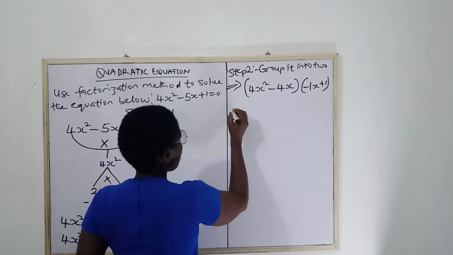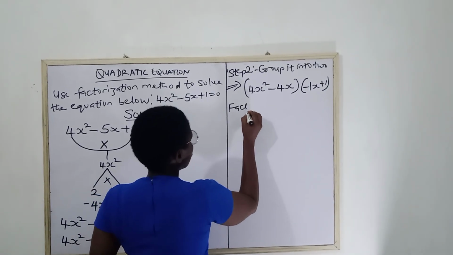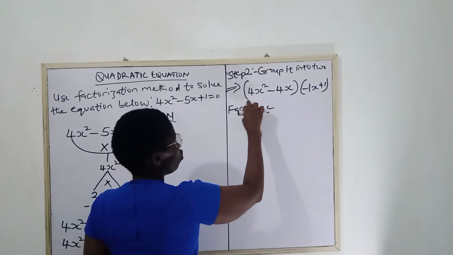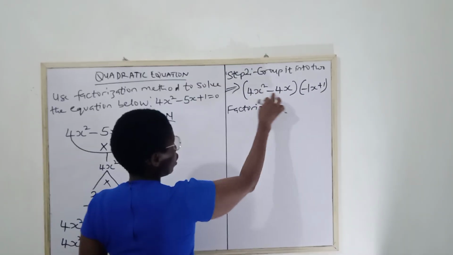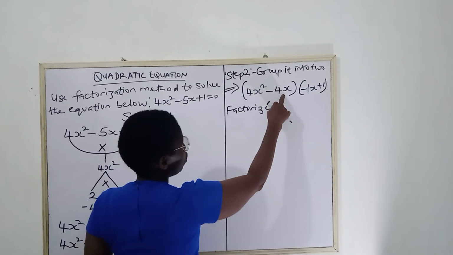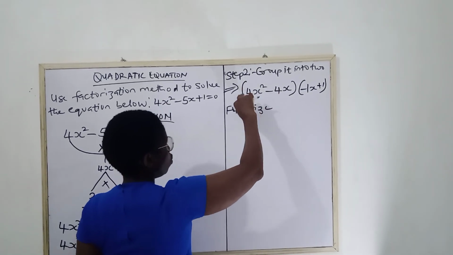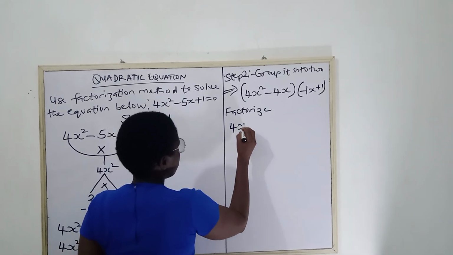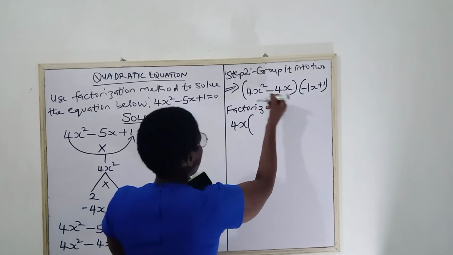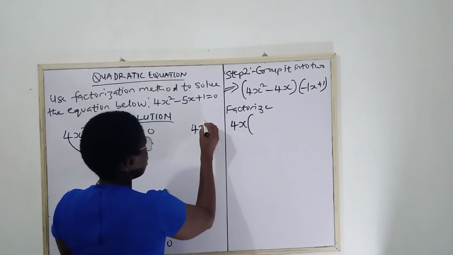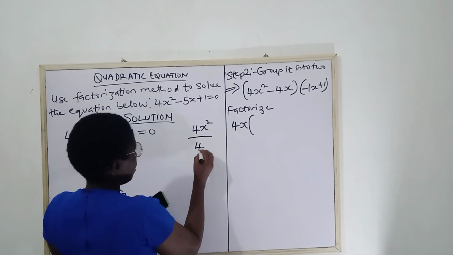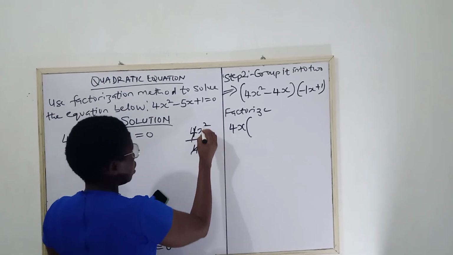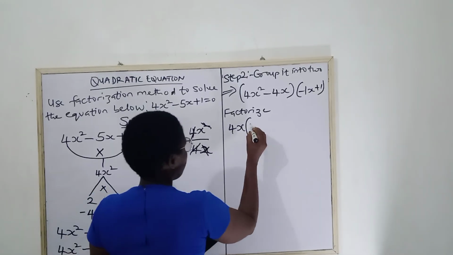Now, the next thing is to factorize. What do we mean by factorize? Look for the number that can go into each term, like this one. Is it 4x squared that will go into 4x, or 4x that will go into 4x squared? So 4x will go into 4x squared. So we bring out 4x. When you divide, you have 4x squared divided by 4x. You know that this will cancel this. You cancel 1 out of these 2. So we have x.